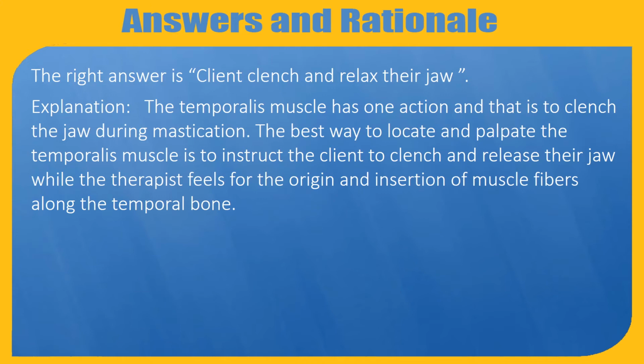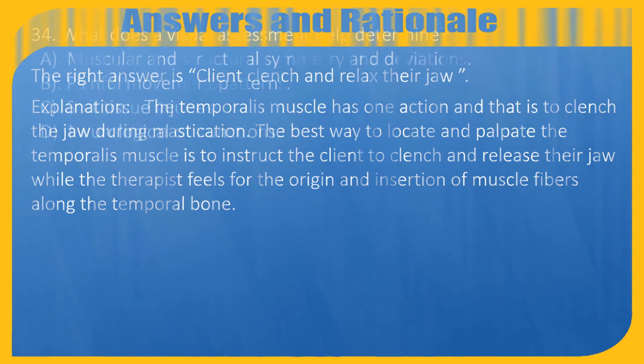Explanation: the temporalis muscle has one action, and that is to clench the jaw during mastication. The best way to locate and palpate the temporalis muscle is to instruct the client to clench and release their jaw while the therapist feels for the origin and insertion of muscle fibers along the temporal bone.